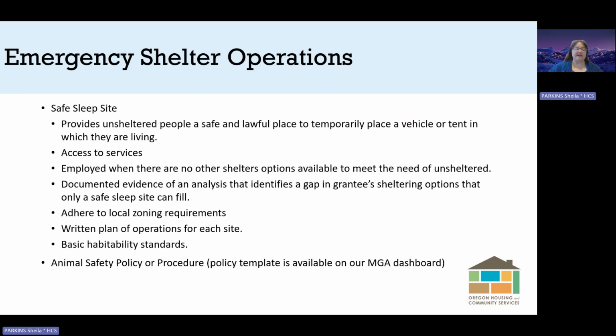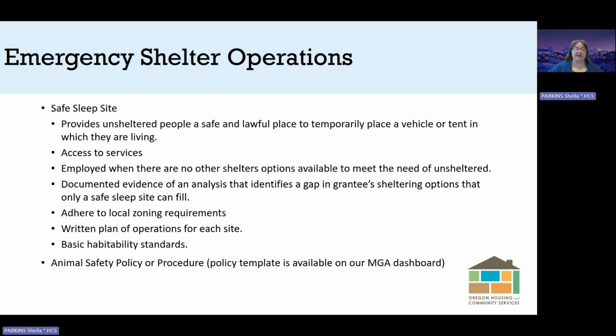Such locations must adhere to local zoning requirements, and again, the end goal must be to connect residents to permanent housing. A written plan of operation for each site must also be documented. This may take the form of policies and procedures.